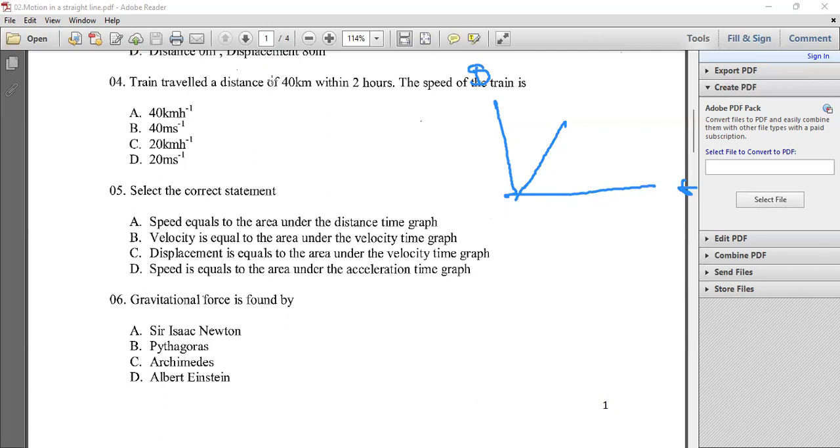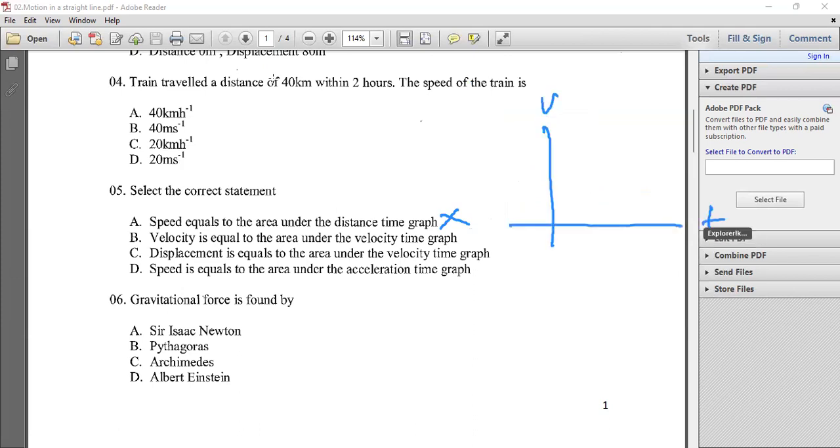So we have not learned that the area under the displacement curve or the distance curve is equal to anything, right? The gradient of the displacement versus time graph is equal to the velocity. So there's no such teaching for you. The speed is equal to the area under the distance versus time graph. That's wrong. That's very wrong. And when you talk about velocity is equal to the area under the velocity time graph, if it was a velocity versus time graph, the curve of the graph would be indicating the velocity, not anything under the velocity curve.